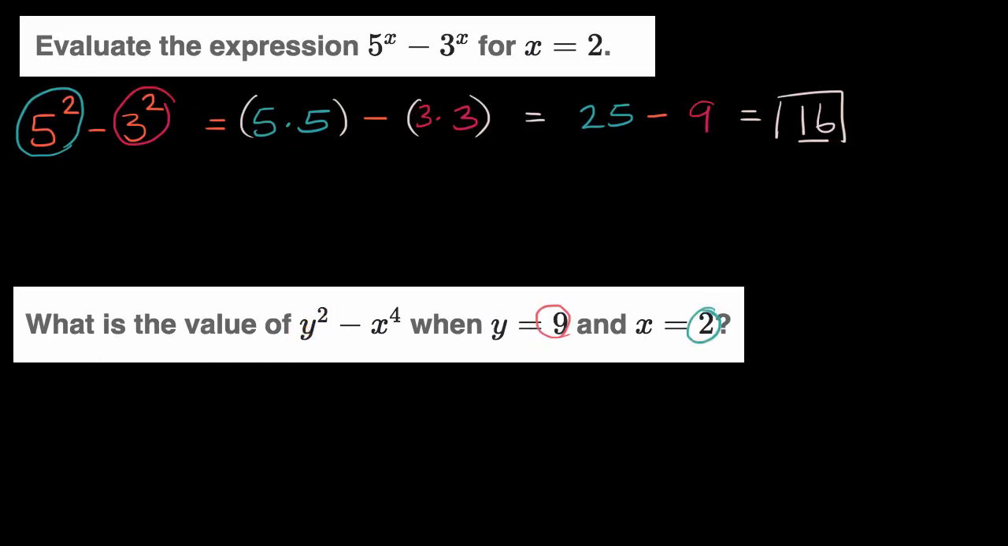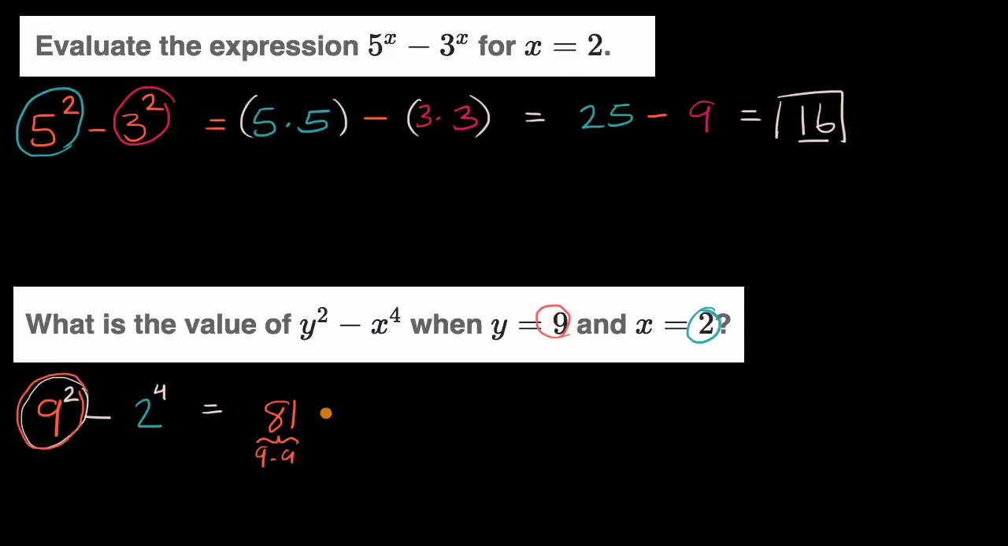So y squared is going to be the same thing as 9 squared minus x, which is 2. That minus looks a little bit funny. Let me see. So this is going to be 9 squared minus x, which is 2 to the fourth power. Now what is this going to be equal to? Well, 9 squared is 9 times 9. So this whole thing is going to be equal to 81. This whole thing right over here is 9 times 9.